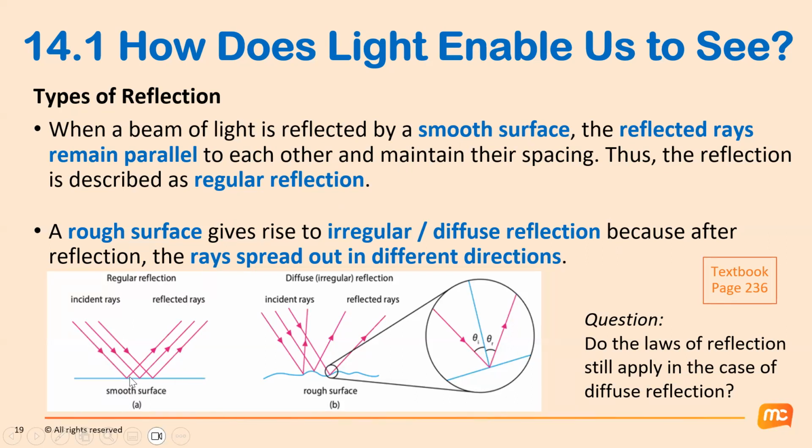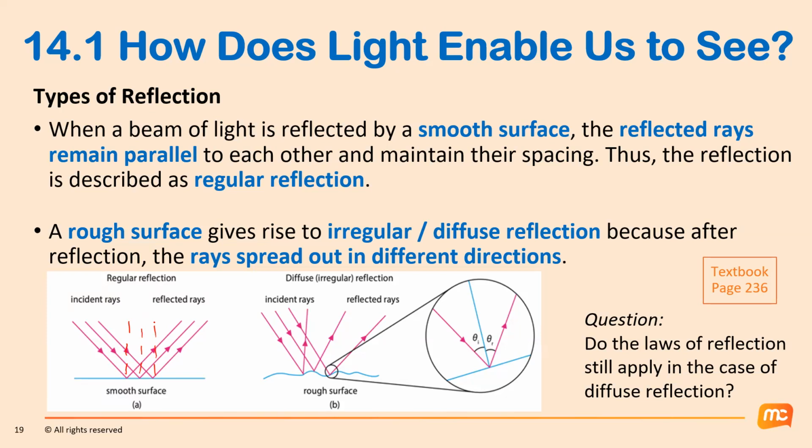I have parallel light shining onto a smooth surface. Because all the normals will exactly be, let me draw the normal. Oops. All the normals will directly be upwards. Because all the normals will be straight up, all the rays will be reflected parallel to each other. This is what we call a regular reflection. But then when we have reflection on a rough surface, not everything is smooth.